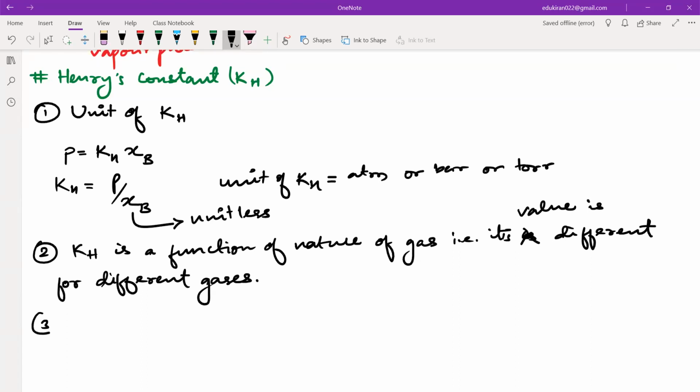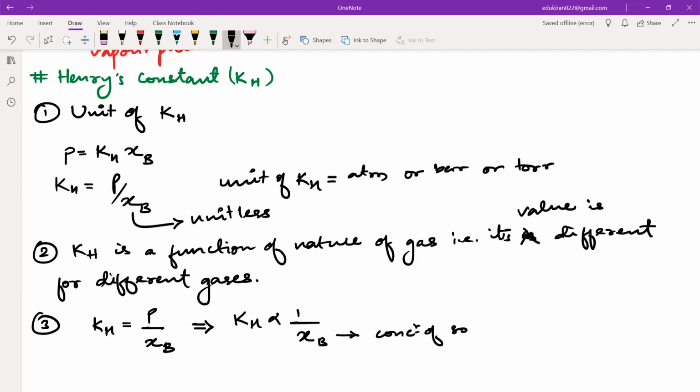Okay. Third point, we have already seen that KH is equal to pressure upon chi B. Now, if I hold the pressure constant, then I can say that KH is inversely proportional to chi B. Is the third point clear? What is chi B? Chi B is nothing but the concentration of solute in solution. That also means solubility, right?